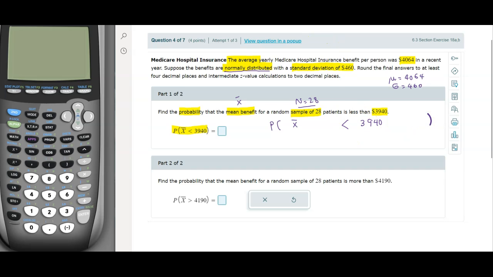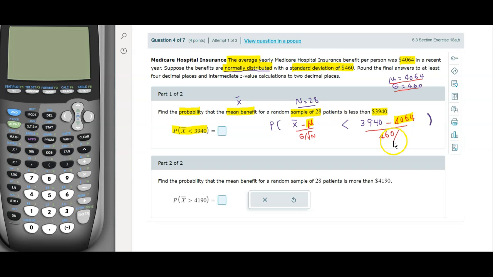So what I'm going to do to this inequality, I left space there, is take X bar minus the mean, and then divide it by sigma divided by the square root of n. All right, so this is my formula here. I'm going to do exactly the same thing on the other side, however I'm going to plug in the values. The mean is 4064, so this part here corresponds to this one. Then I'm going to divide by sigma, which I have here, is 460.